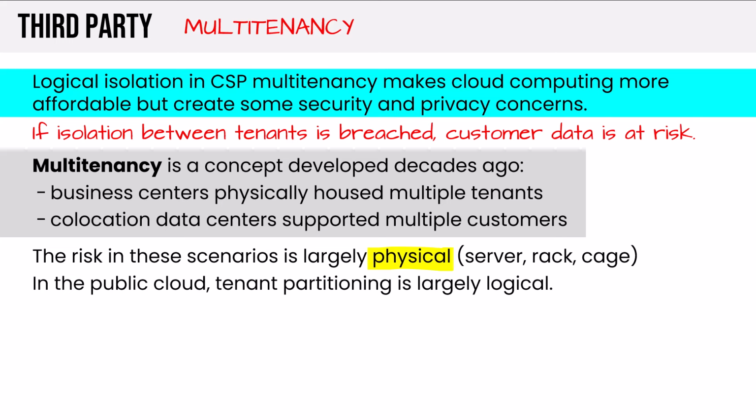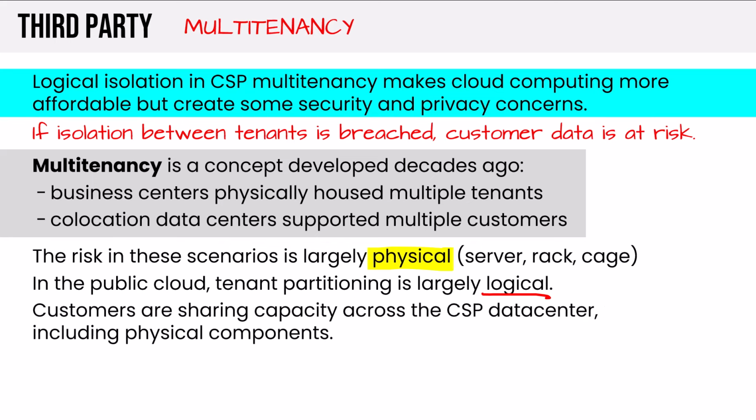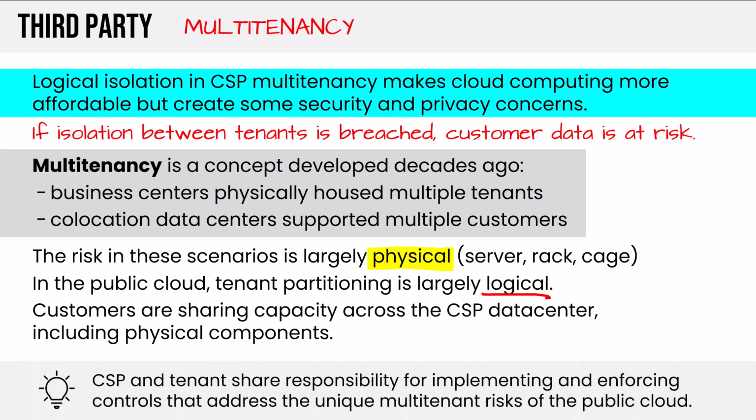In the public cloud, tenant partitioning is largely logical. Customers are sharing capacity across the CSP data center, including all the physical components. And the CSP and the tenant, the customer, share responsibility for implementing and for enforcing controls that address the unique multi-tenant risks of the public cloud. The CSP is going to make sure customers are isolated. Customers have to configure access control around their own resources.